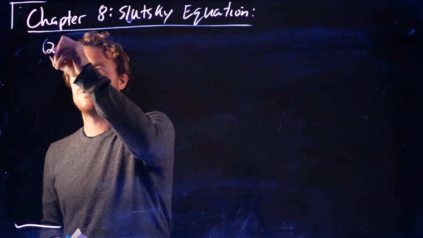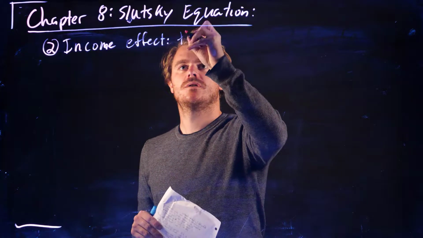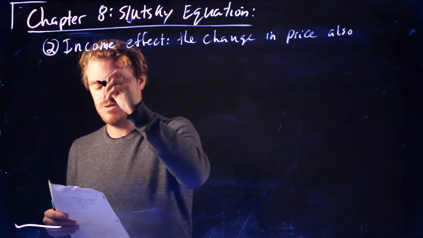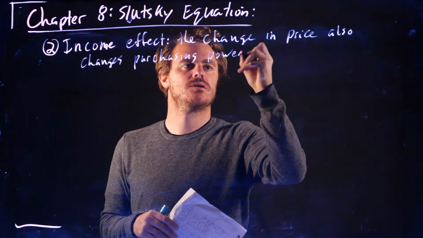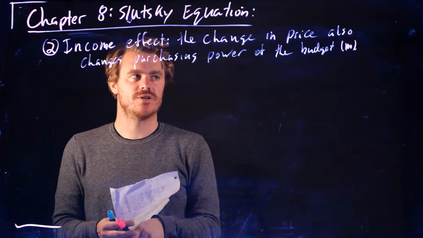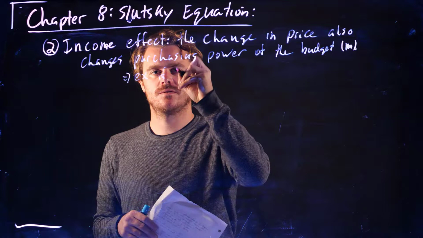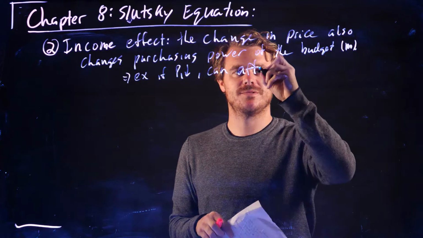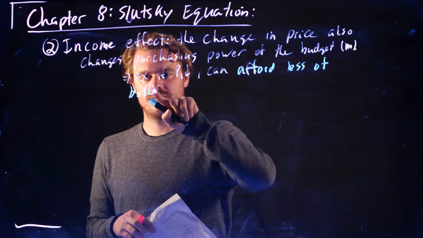So that first effect was the substitution effect. The second, as we've been saying, is the income effect. The change in price, as I was saying before, also changes the purchasing power of the budget, or income, M. So for instance, if the price of good one goes down, then we can afford more of both goods. Or less, both goods.